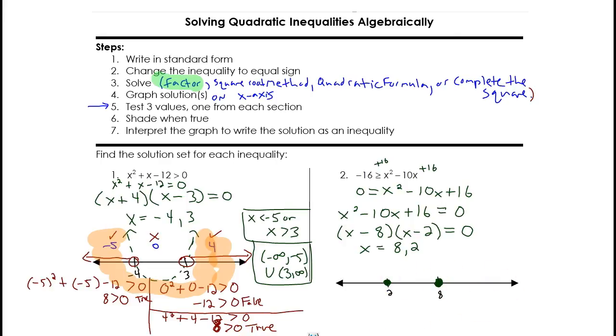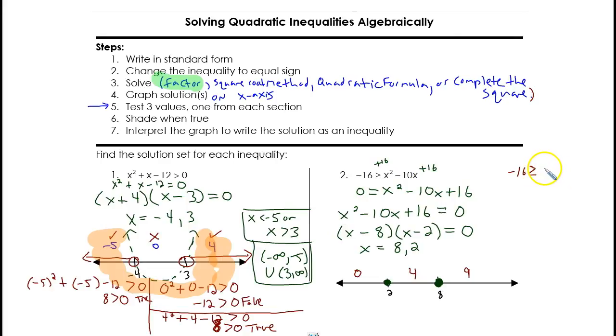To find that out, we're going to pick a point or a number to the left of 2, between 2 and 8, choose 4, and something greater than 8. We want to choose something that is in each of these intervals, and we want to test them out. And when I test it out, I like to use the original inequality, just so that I don't make any mistakes.